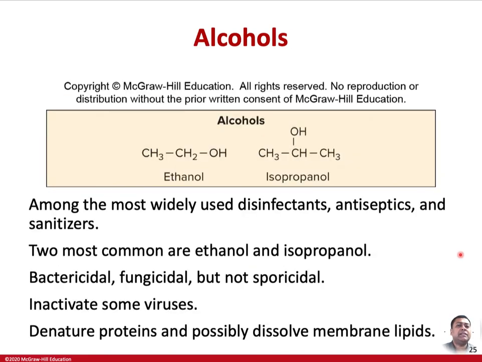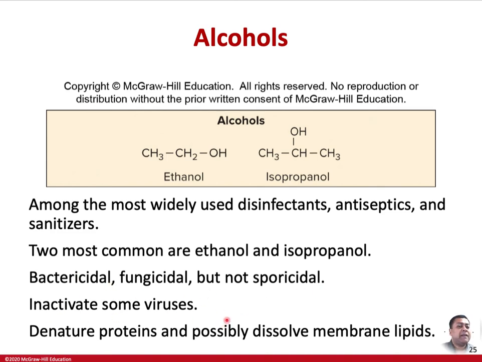The next is the alcohols, and mainly two types of alcohols are used for disinfection purposes. They cannot sterilize, the same way the phenols cannot either. One is simple ethanol, and the other one is isopropanol, widely used as disinfectants, antiseptics and sanitizers. Commonly used, these are the two. They can be bactericidal, fungicidal, but not sporicidal.